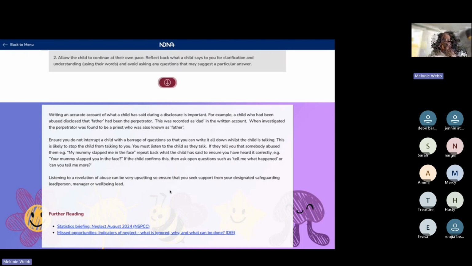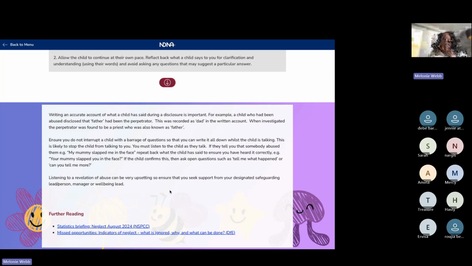For example, a child who had been abused disclosed that a father had been the perpetrator. This was recorded as dad in the written account. When investigated, the perpetrator was found to be a priest who was also known as father.